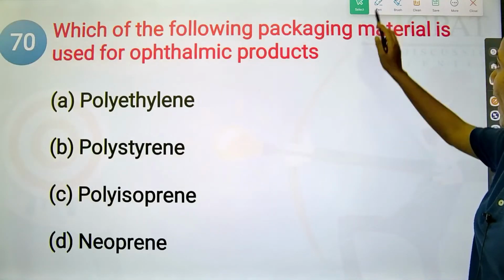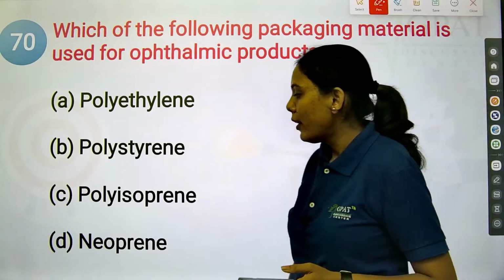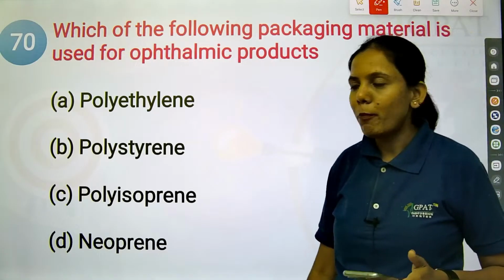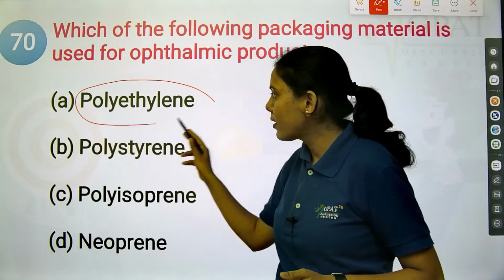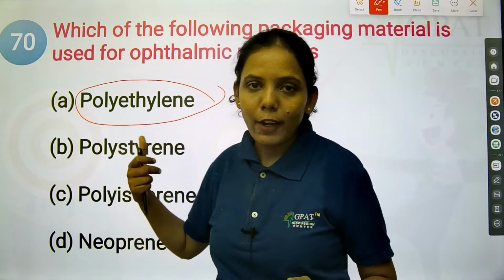Which of the following packaging materials is used for ophthalmic products? Polystyrene, polyisoprene, neoprene, or polyethylene? It is made of polyethylene, basically, for ophthalmic products. Till now, 2 times we have seen polyethylene, where we have seen dip tube and ophthalmics. Okay.